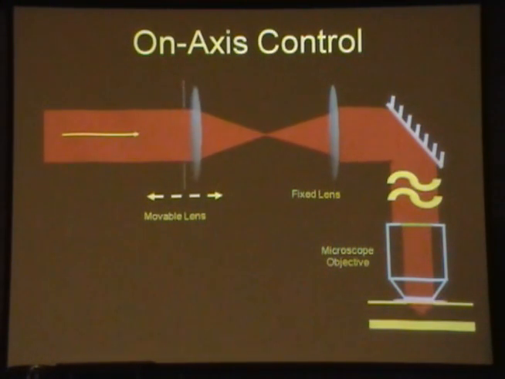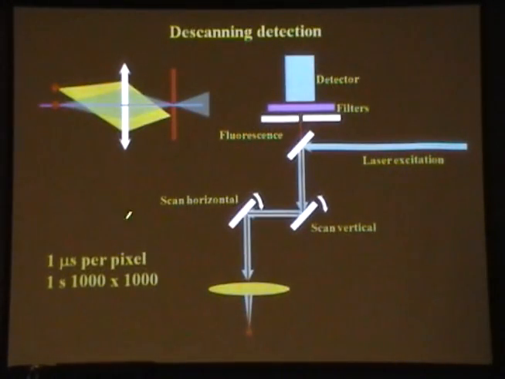So what we do usually, with the CW ones, if you try to do this with a CW laser, it's nice, but the point is that as soon as you move your laser, your image is going to be here and not at the pinhole. So it moves sideways.